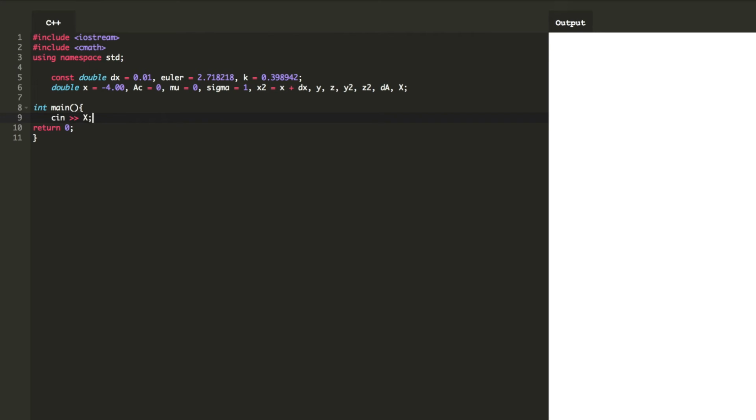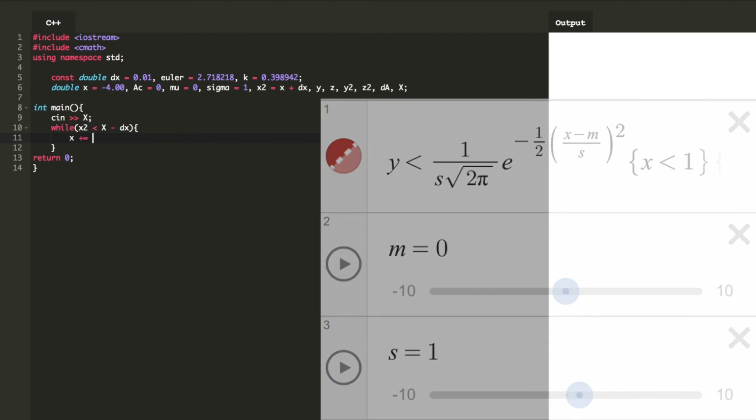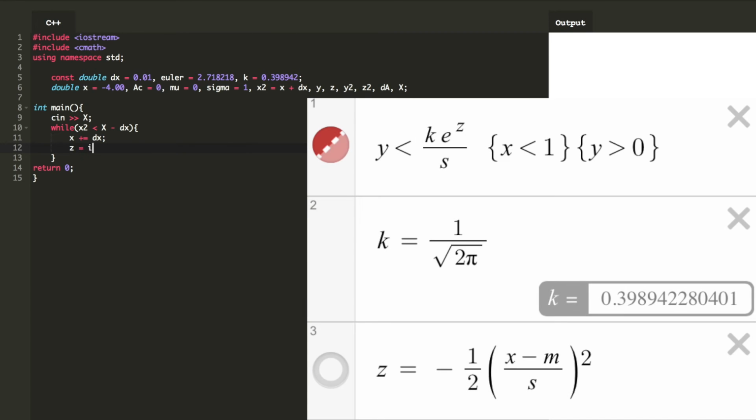To allow for user input, we say cin x. Then we run a while loop with our exit condition that we mentioned previously. As we run our while loop, we say that x is incremented by the change in x. And we bring up our formula for z, and we say that z equals -1/2 times (x minus mu over sigma) squared. In other words, x minus mu over sigma to the power of 2. And finally, we can bring up our formula for y, which is y equals k times e to the power of z over sigma.